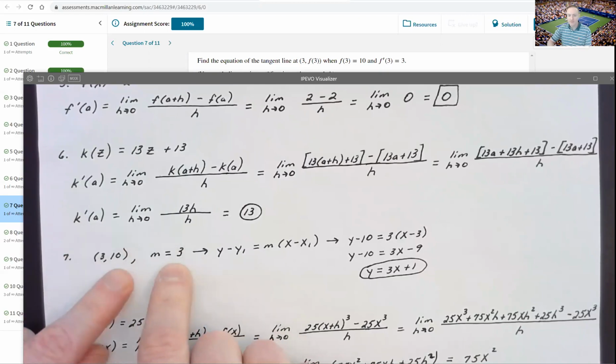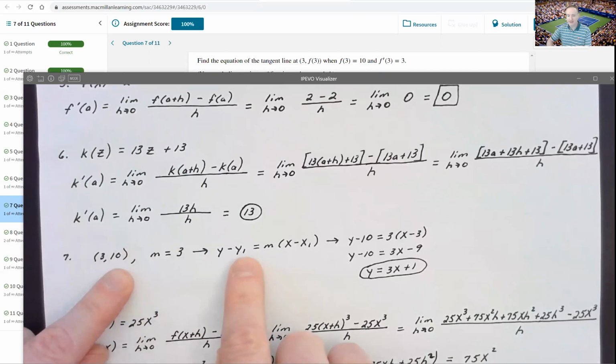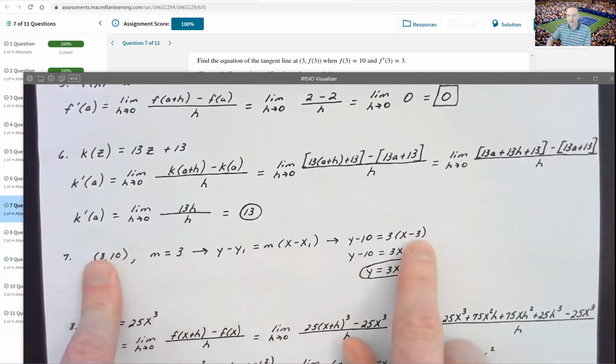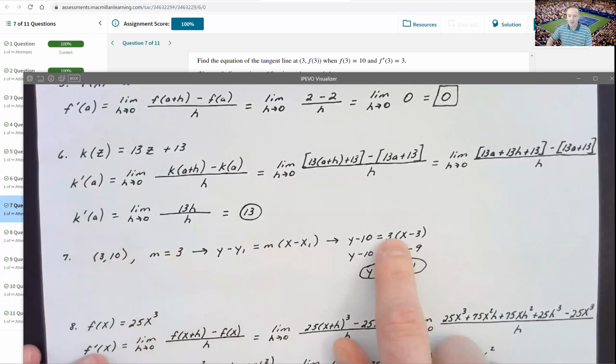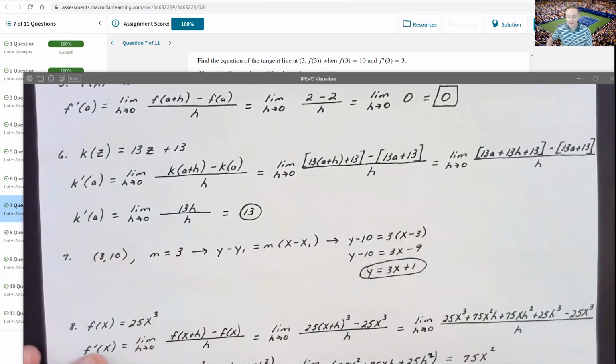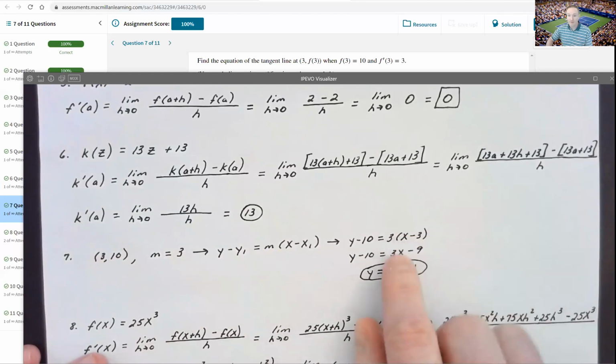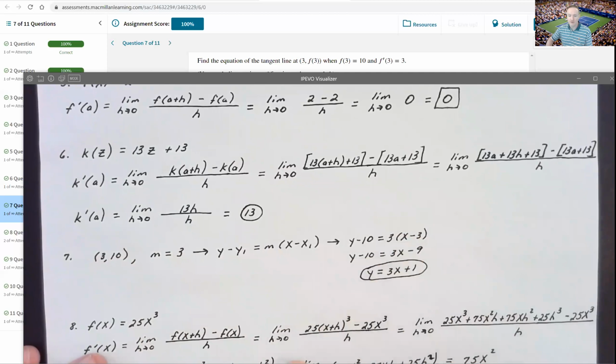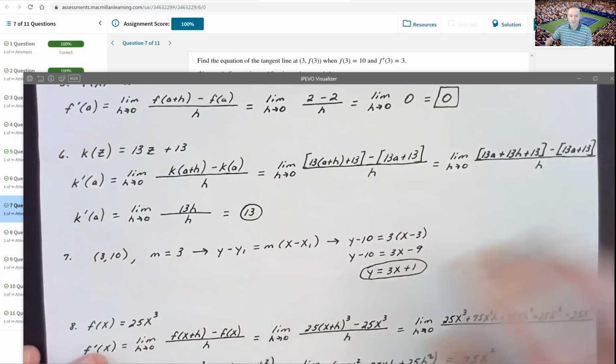So I use that information in order to create a line. I use the point-slope formula. y minus y1 becomes y minus 10. The slope, which is the derivative, 3, times x minus x1, x minus 3. Then at that point, it's just a simple case of distributing the 3 on the right-hand side, and I get y minus 10 is equal to 3x minus 9. And then add 10 to both sides. You get your final answer of y equals 3x plus 1.